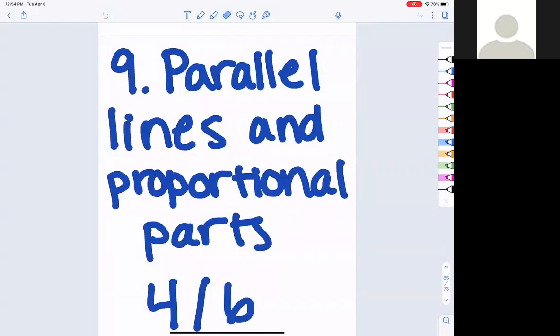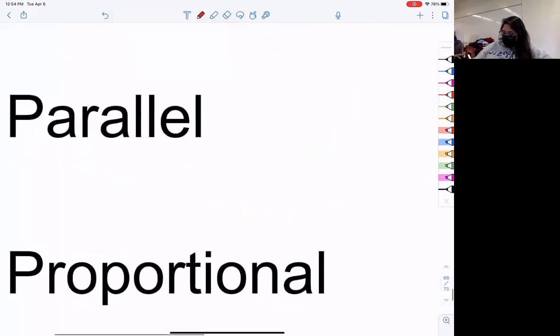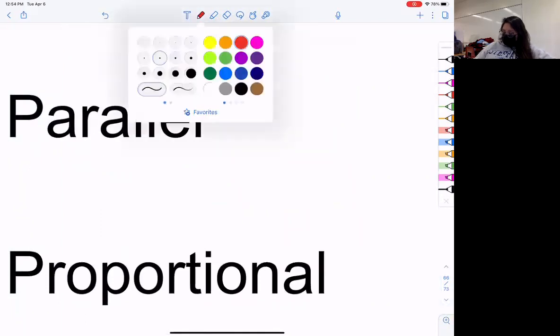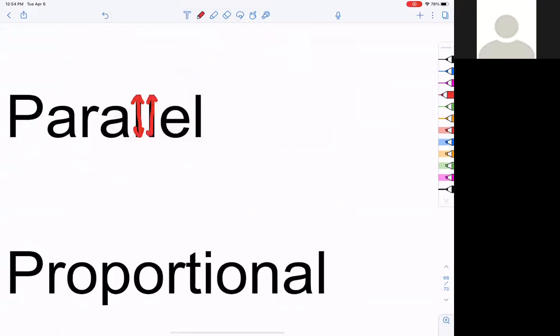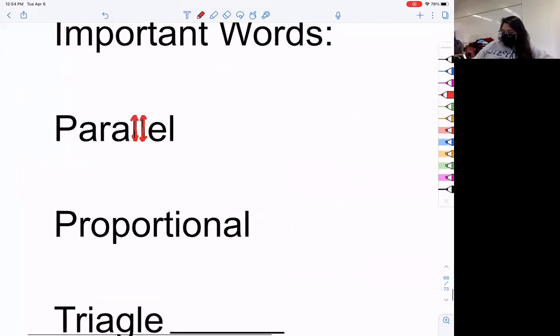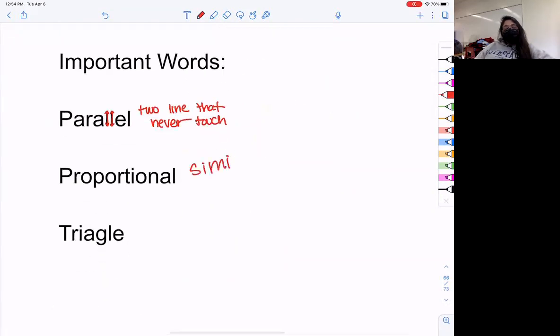Okay, so we are going to go over proportional lines and proportional parts. The important words are parallel. Kimberly, what does parallel mean? If we look at the word parallel, two lines that do what? That never touch. All right, two lines that never touch. Proportional means it can be similar, okay?